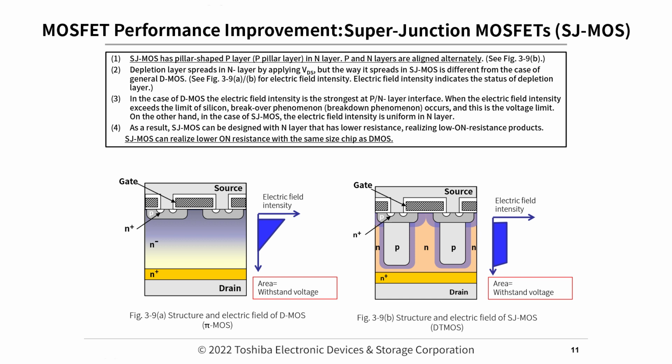3. In the case of DMOS, the electric field intensity is the strongest at the P and N layer interface. When the electric field intensity exceeds the limit of silicon, breakdown phenomenon occurs, and this is the voltage limit. On the other hand, in the case of SJ-MOS, the electric field intensity is uniform in N layer. 4. As a result, SJ-MOS can be designed with N layer that has lower resistance, realizing low on resistance products. SJ-MOS can realize lower on resistance with the same size chip as DMOS.